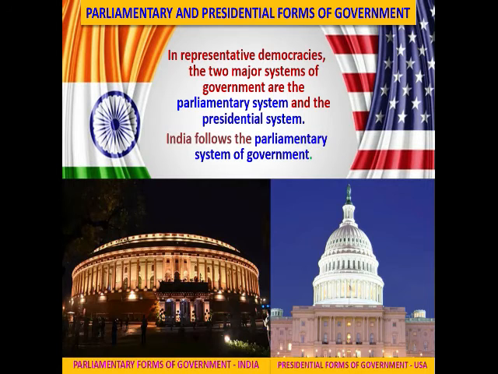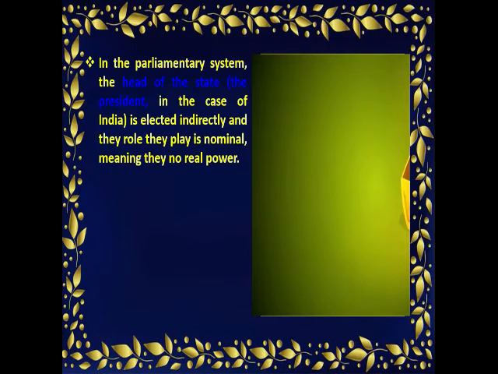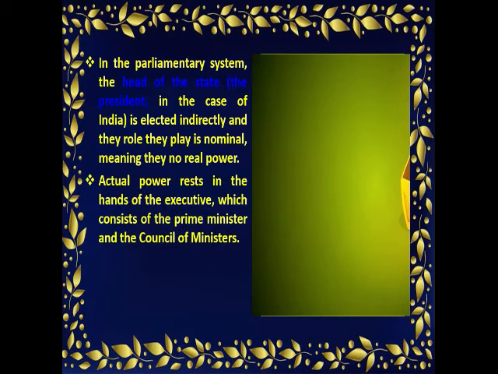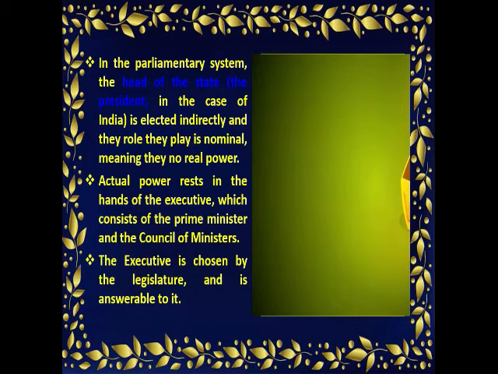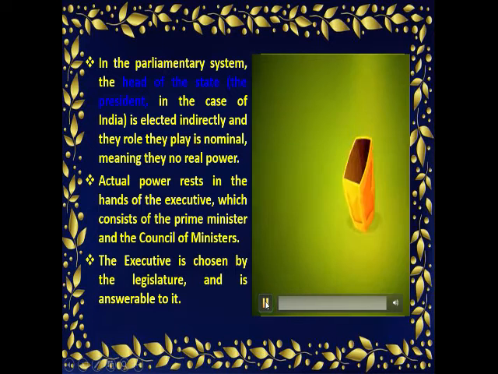In the parliamentary system, the head of the state, the president in the case of India, is elected indirectly and the role they play is nominal, meaning they have no real power. Actual power rests in the hands of the executive, which consists of the prime minister and the council of ministers. The executive is chosen by the legislature and is answerable to it. I'm going to show you a small video about this, children. Let's see the video.